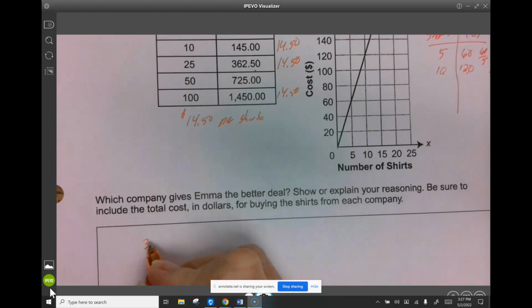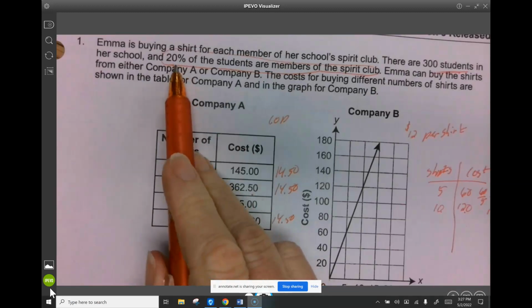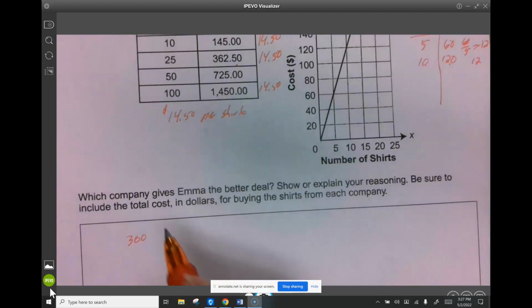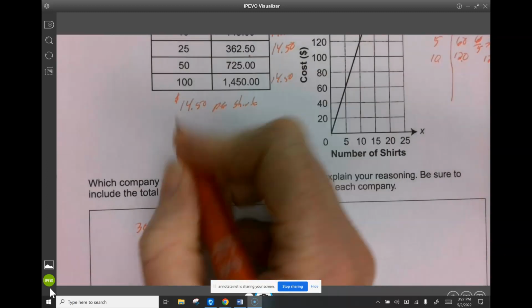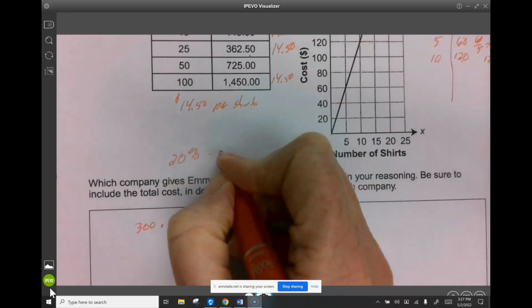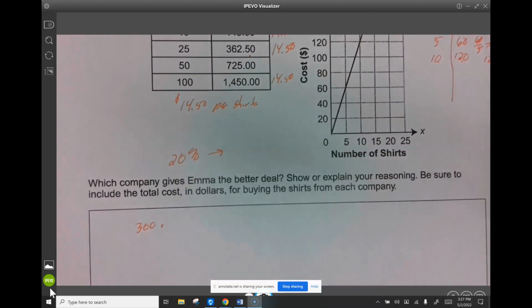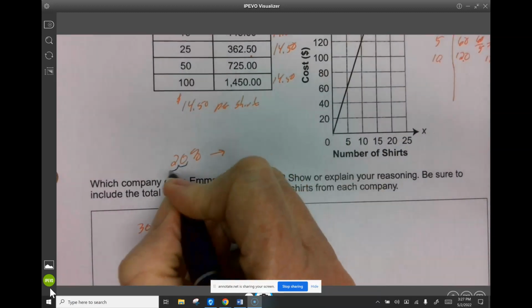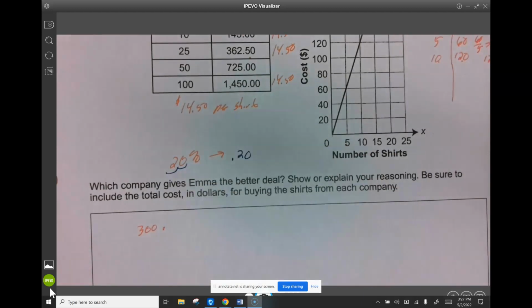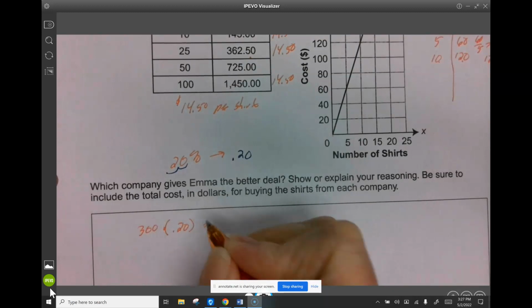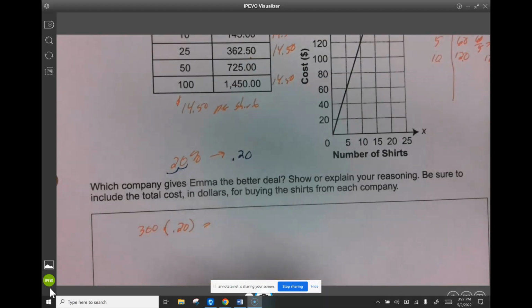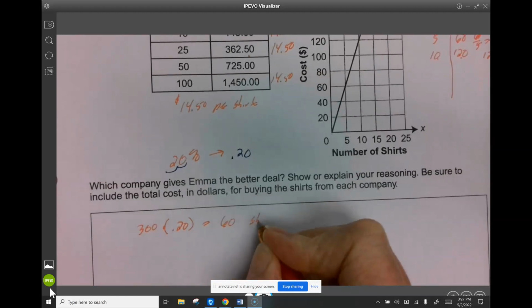So there are 300 people at the school, and 20% of them are part of the Spirit Club. So I'm going to find 20% of 300. So I'm going to take that times 20%. But if I have 20%, I always have to change it to a decimal. So that means I'm going to move my decimal point over 2 places, so I get 0.20. So I'm going to multiply, and 300 times 0.2 is 60. So I need 60 shirts.